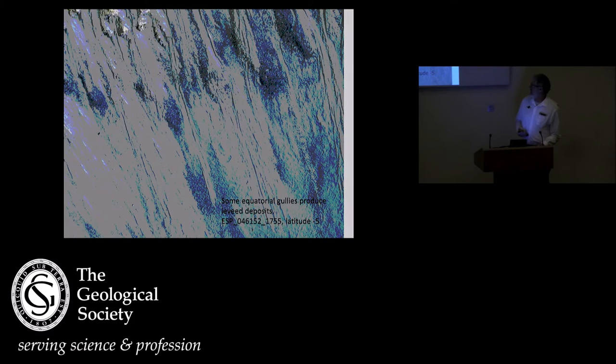All right, so some equatorial gullies also produce levee deposits, shown here. This is, again, right on the equator.